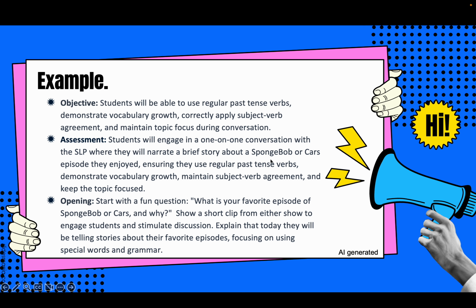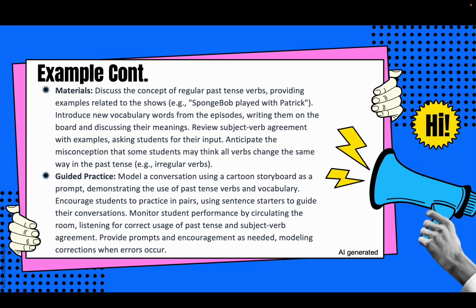So for this kid though, they like SpongeBob, they like Cars. We're going to talk about an episode and we're going to make sure that they're using that past tense, using bigger vocabulary, subject verb agreement, and topic maintenance. So every single goal can be hit here. And so what we're talking about here is you're going to say, what is your favorite episode of SpongeBob or Cars and why? And so that's when we're really going to start working with the child about getting into the why to expand that language. You can even show a short clip to really engage or stimulate the discussion, and then have them talk about that using very specific grammar or very specific vocabulary.